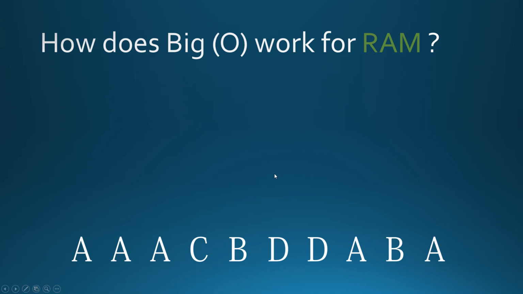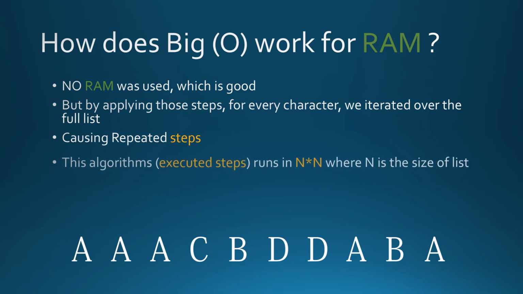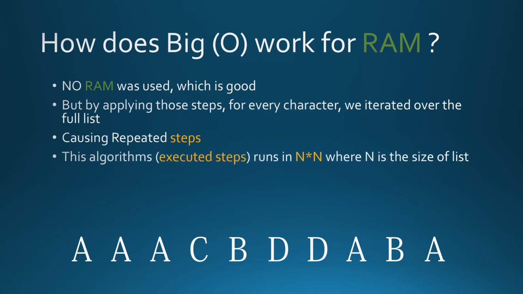So how does big O work for RAM? This is the same example as before. No RAM was used, which is good. We didn't really use any RAM. But by applying those steps for every character, iterating over the full list, we made useless execution steps. We made execution steps for nothing, and we didn't benefit from anything. This caused repeated steps which didn't help us. This algorithm runs in n times n, where n is the size of the list.